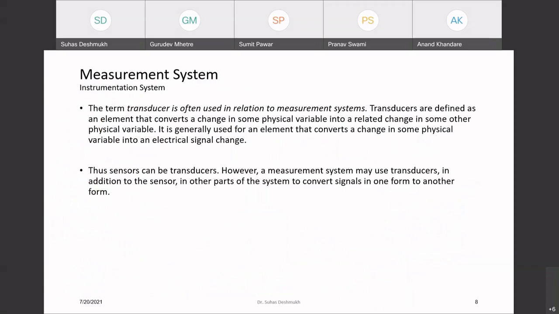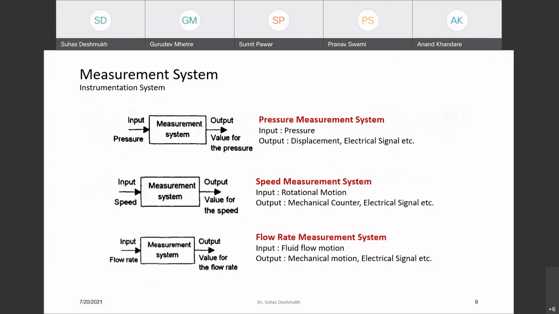sensory systems work. So basically in instrumentation, the term transducer is also used in relation to the measurement system. It is defined as something which converts a change in some physical variable into a related change in some other physical variable. That is called a transducer. Sometimes you can say a sensor can be a transducer. However, a measurement system may use transducers in addition to the sensors, but that is for conversion purposes. Okay.